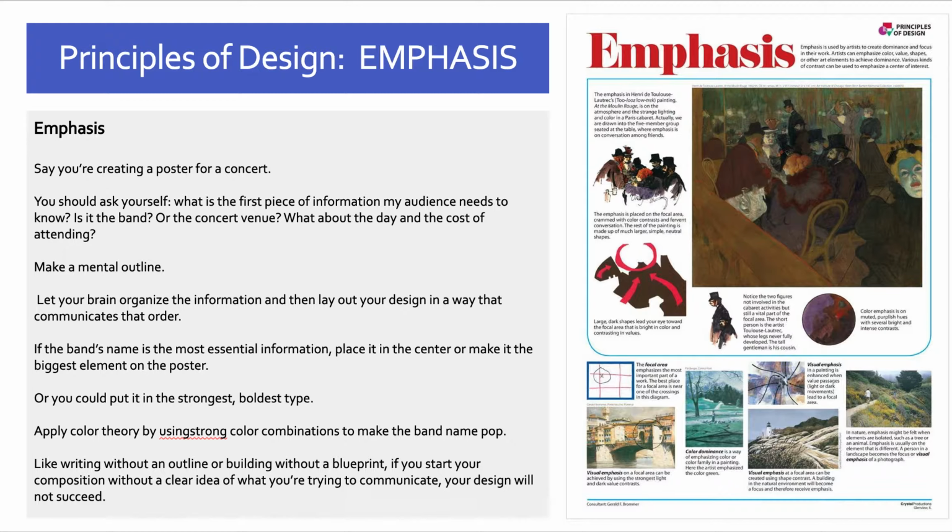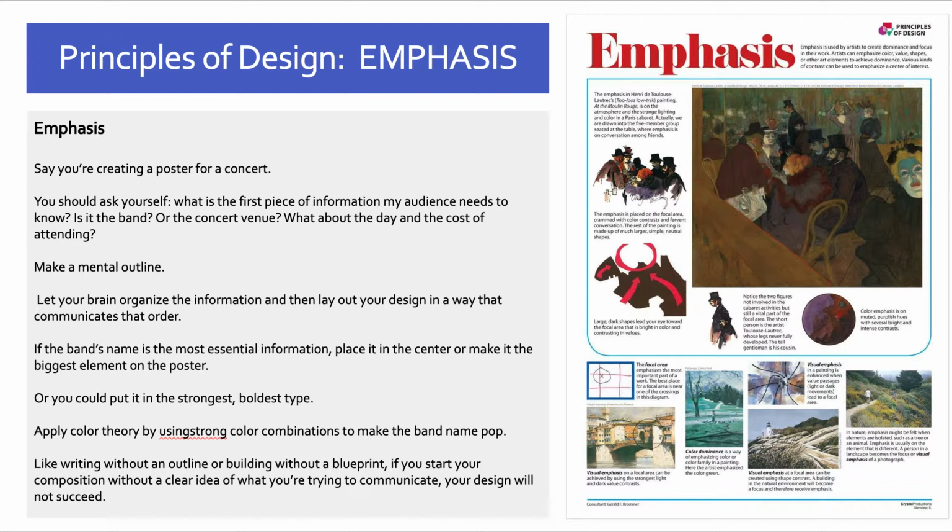Okay, emphasis is when you are going to pick a subject, have a point at which people enter your composition, enter your space. And here's an example, right? So you're creating a poster for a concert. And what is the first thing that the audience needs to know? And then you start to organize your information.